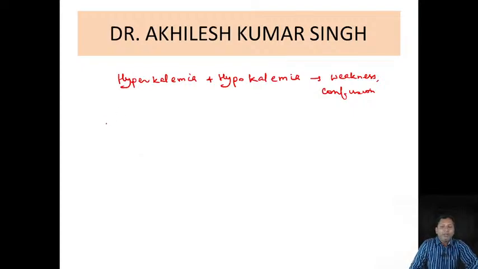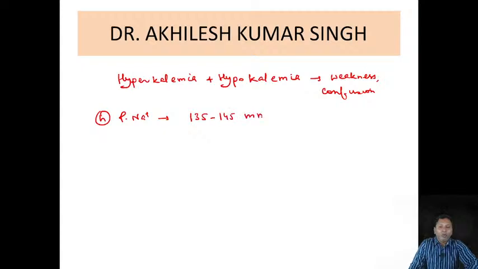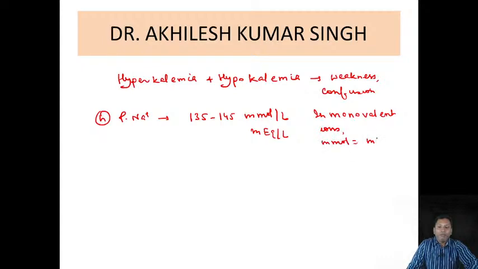And also remember, what is the normal plasma sodium level or normal serum sodium level? The normal sodium level is 135 to 145 millimole per liter, or you can also say milliequivalent per liter. You know very well that for monovalent ions, whose valency is 1, millimole equals milliequivalent, so we can replace these words with each other.